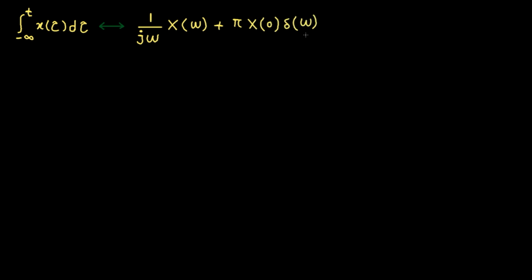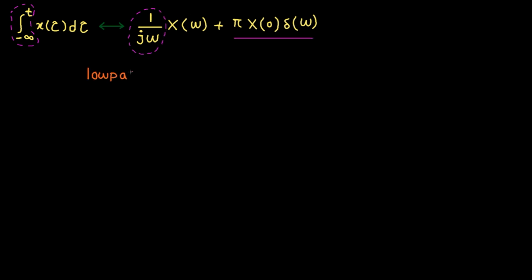Last property is time domain integration, which I will prove in the next tutorial as an example. For now, let's try to understand the meaning of this property. Integration in time domain is 1 over j omega in the frequency domain plus this term.